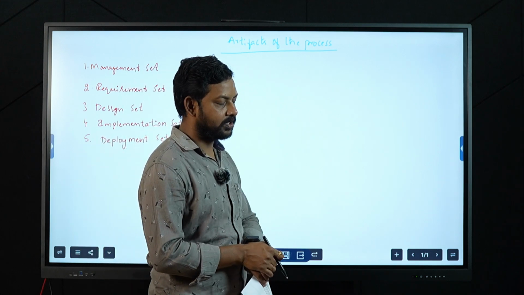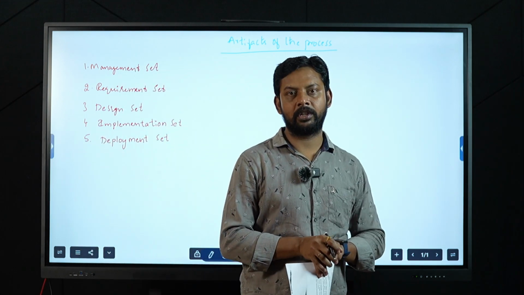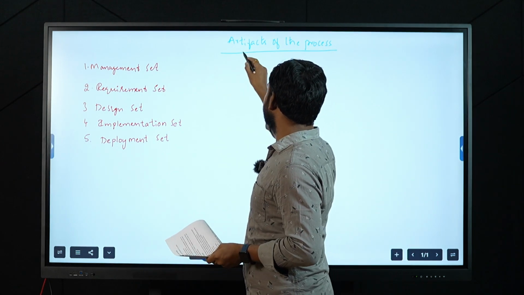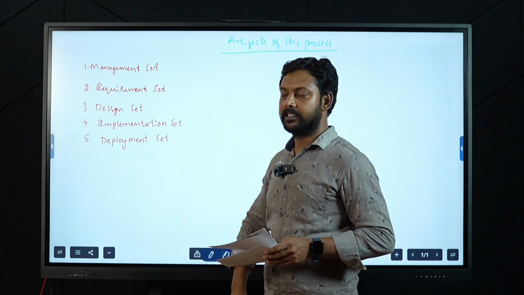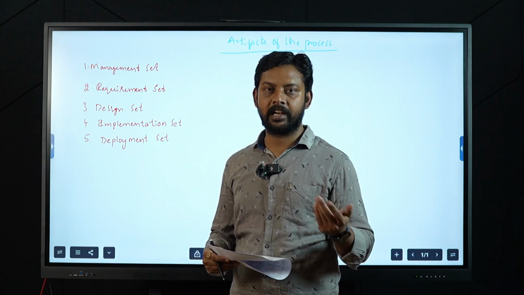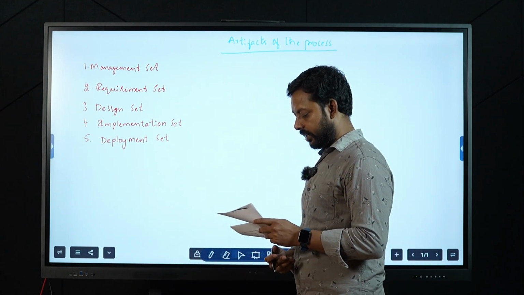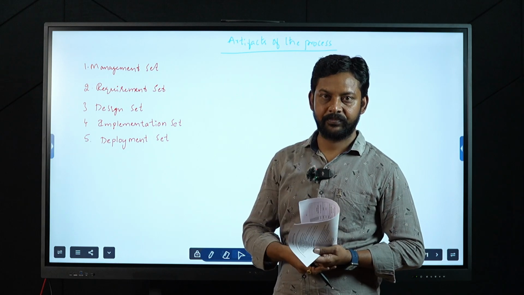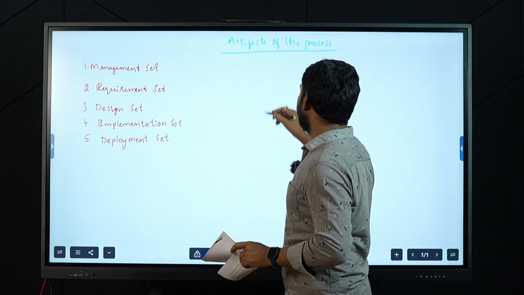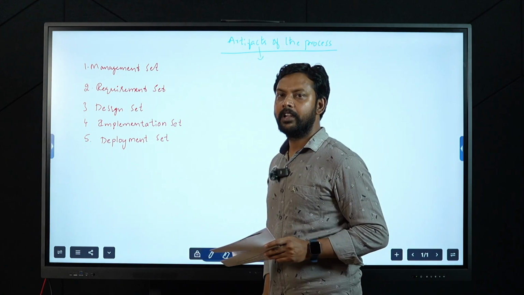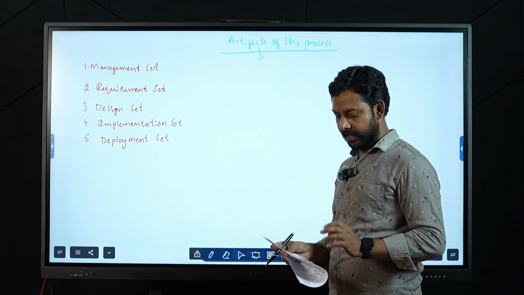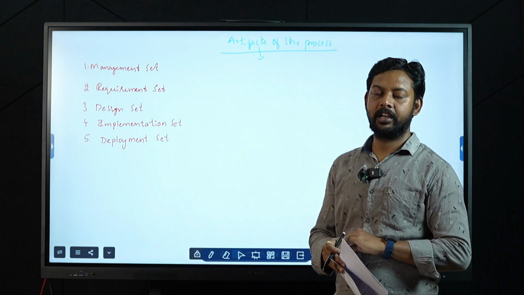First we'll try to understand what these artifact sets are. This latest model is going to majorly focus on artifact sets. Artifact sets is a combination of two words: one is artifact, second is set. So what is a set? A set is nothing but a collection of information. And what is an artifact? An artifact is a collection of interrelated information related to your project.